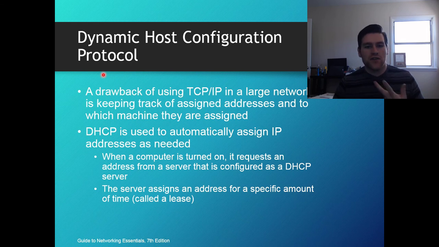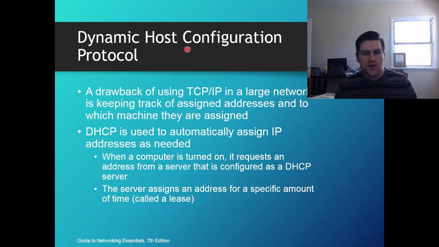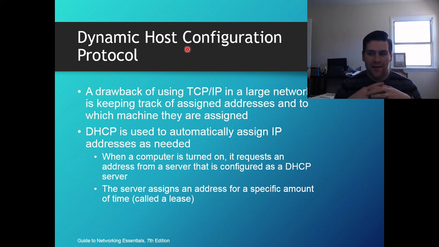So what is the point of DHCP? A drawback of using static addressing in a large network is keeping track of assigned addresses and to which machine they are assigned. So we've developed Dynamic Host Configuration Protocol. DHCP automatically assigns IP addresses as needed. So rather than you having to go to each device individually and set up an IP address on each device on a network, you can assign them automatically using a DHCP server.